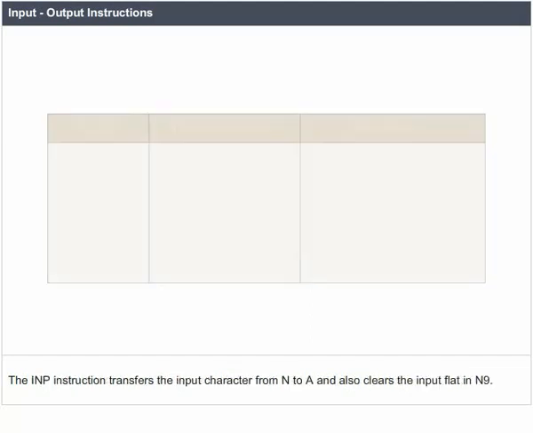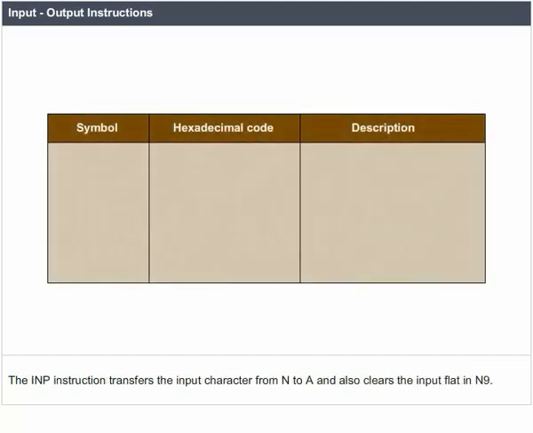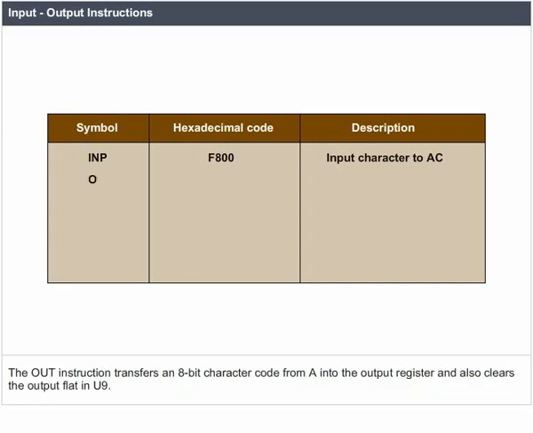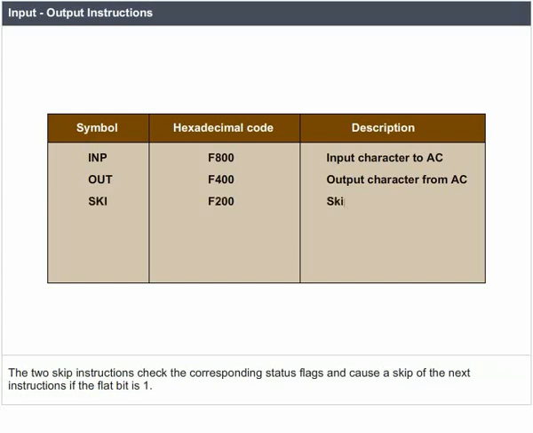The INP instruction transfers the input character from INPR to A and also clears the input flag in FGI. The OUT instruction transfers an 8-bit character code from A into the output register and also clears the output flag in FGO. The 2 skip instructions check the corresponding status flags and cause a skip of the next instruction if the flag bit is 1.